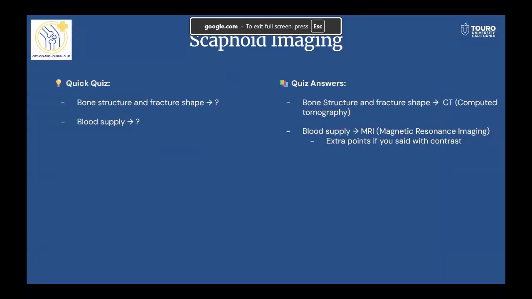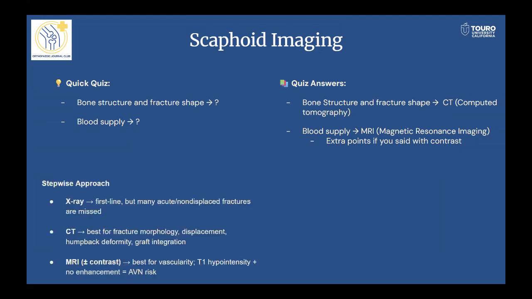That's all right. So again, bone structure and fracture shape, CT, and then blood supply, MRI. And you definitely got some extra points if you realized with contrast, which we'll talk about a little bit more in a second here. So X-rays are always just going to be your first line. It's a plain radiograph. It's a first step because they're fast, they're accessible, but they can miss up to 1/3 of acute or non-displaced fractures. And early films might even look normal when a fracture is present. Later changes like sclerosis aren't specific. They might mean healing. There might be some necrosis or just disuse osteopenia, which is why a normal X-ray never fully rules out a fracture. That's definitely one of the key things today.